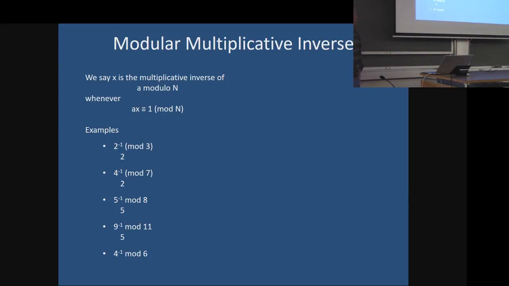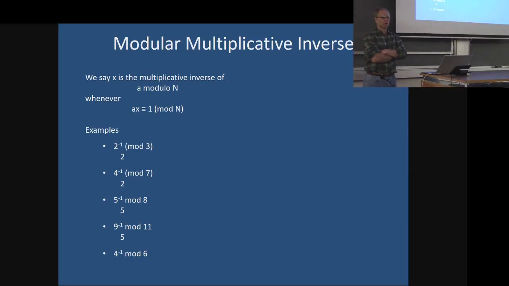What's the inverse of 4 mod 6? Here. 1, 0. Well, and 0. Is there not one in this case? There is not one in this case. So that shows us that inverses don't always exist.